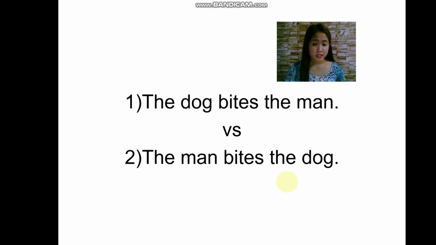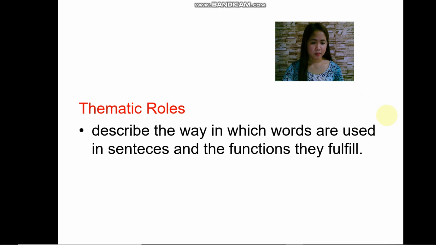The meaning is not acceptable because the verb and the subject do not relate to each other. Therefore, this sentence is semantically incorrect. The change in the word order of the sentence leads to a change in the meaning of the sentence. This time, we're going to discuss the importance of the thematic roles.